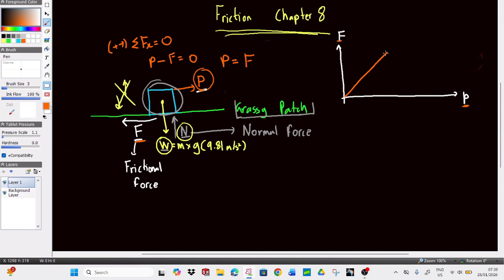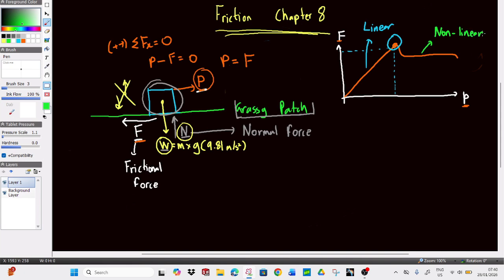Until it reaches a certain point. And what happens next is that eventually as P increases, your F will decrease and will become a highly non-linear relationship. So the first portion of this graph is clearly a linear relationship, and after that particular point of interest, it becomes non-linear.